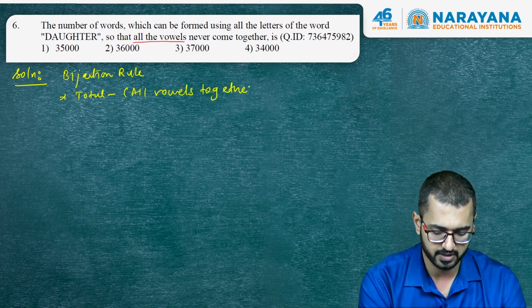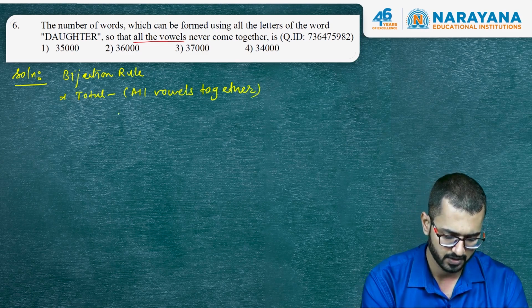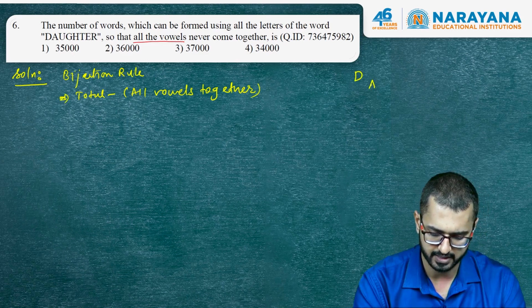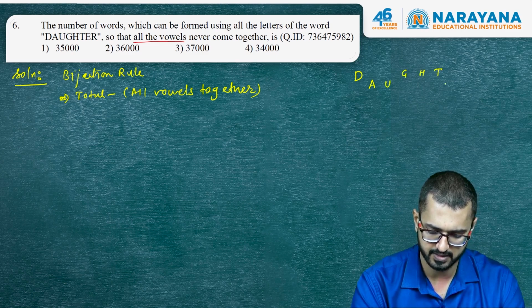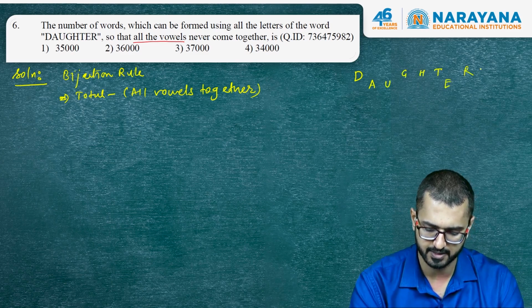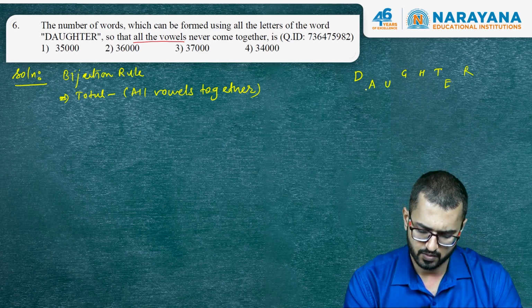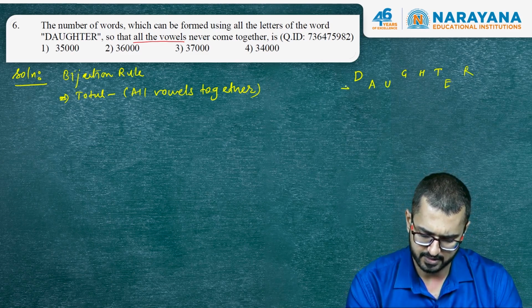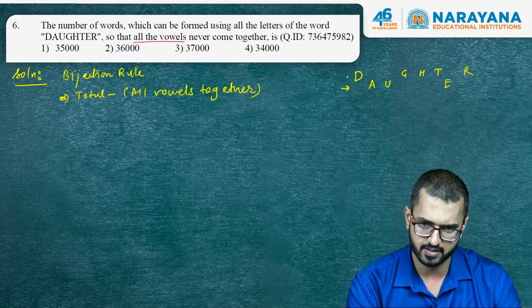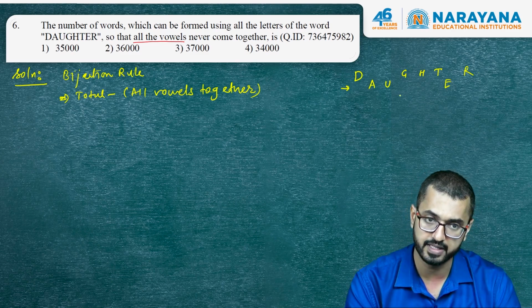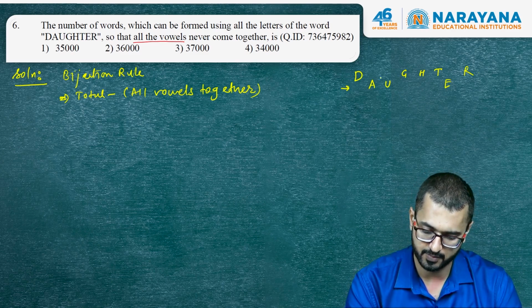So total minus all vowels together. Let's find out. So total will be what? Basically we'll write down here DAUGHTER. So D A U G H T E R. Vowels I have written in the subscript, and consonants are as usual, so that it will be easy to see. Now how many letters are total?